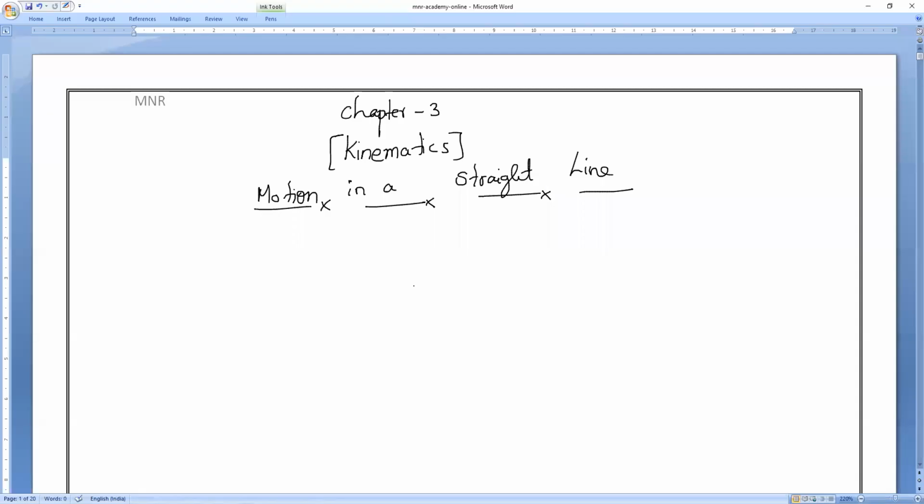So in today's class, we are going to start the next chapter. This is the first chapter in our kinematics. In total, I think 2 or 3 chapters will come under this kinematics. The next chapter which we are going to see is motion in a straight line.